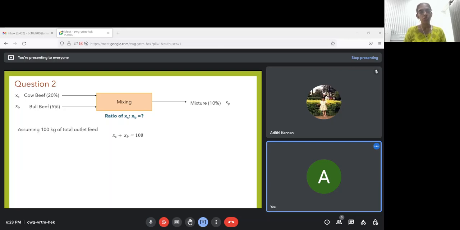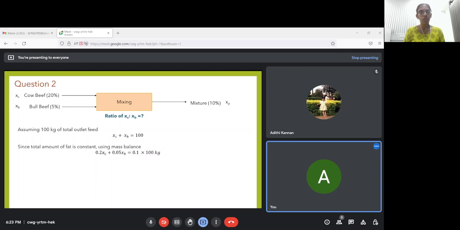So we assume that a total of 100 kg is the outlet feed, and since it is only a mixing procedure, there is no other inlet or outlet, so whatever amount we send in is the amount that we take out. So inlet amount is equal to outlet. XC plus XB, that is the mass of inlet feeds, is equal to the mass of the outlet feed. And since again this is only a mixing process, the total amount of fat in these feeds remains constant.